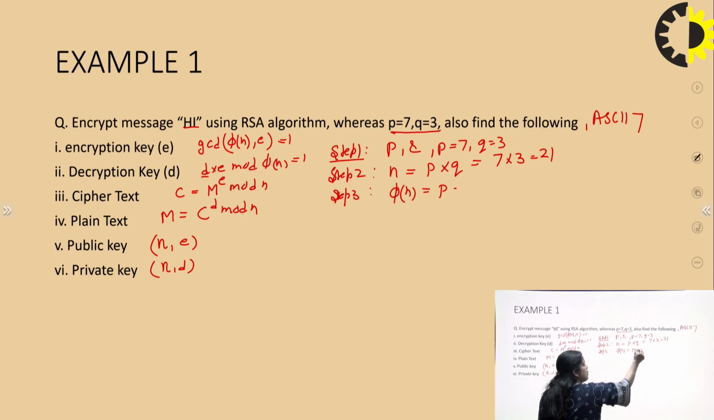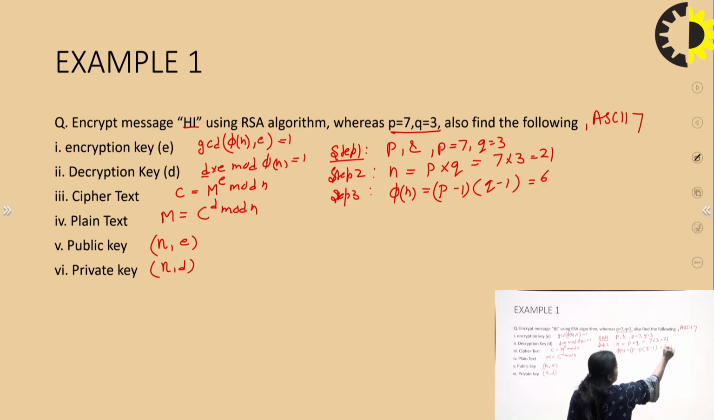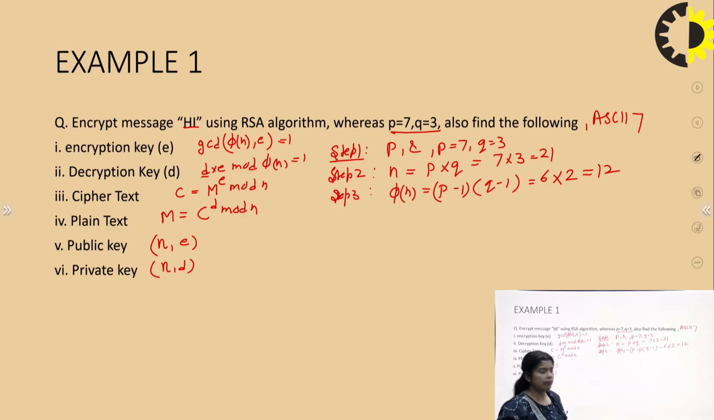That is P minus 1 and Q minus 1. P is 7, so 6, and Q is 3, minus 1, that is 2. So the phi n value is 12. Fine. Now in step 4, this is the tricky part.